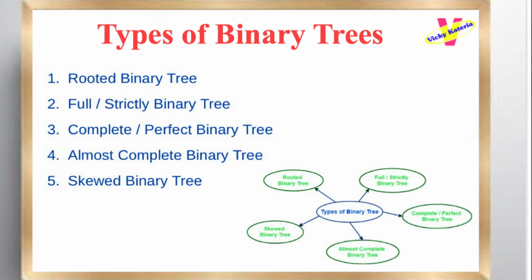Types of binary trees. Binary trees can be of the following types. Rooted binary tree. Full, strictly binary tree. Complete, perfect binary tree. Almost complete binary tree. Skewed binary tree.